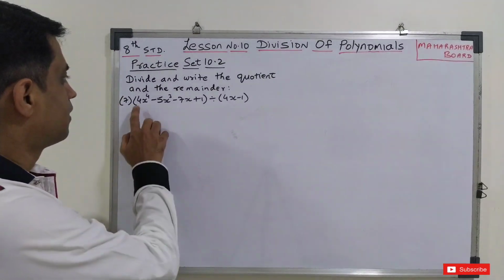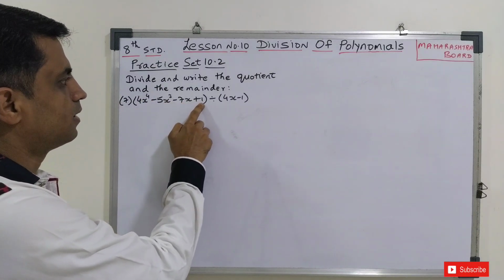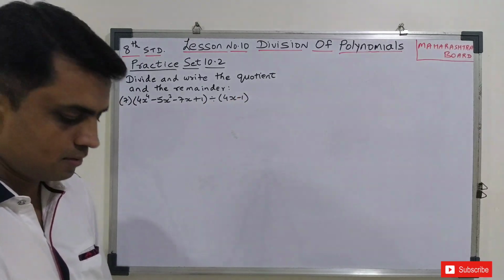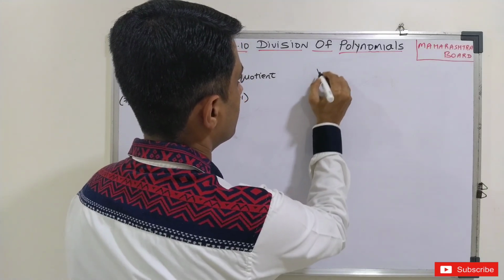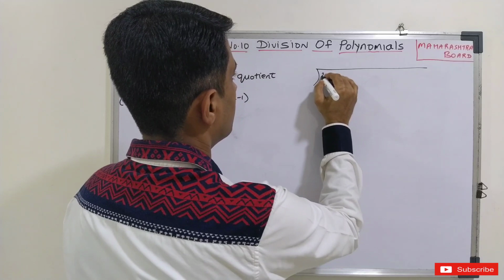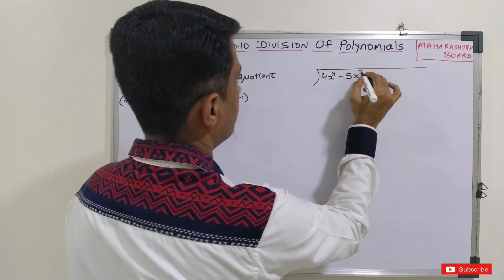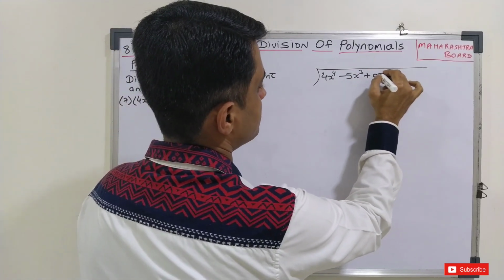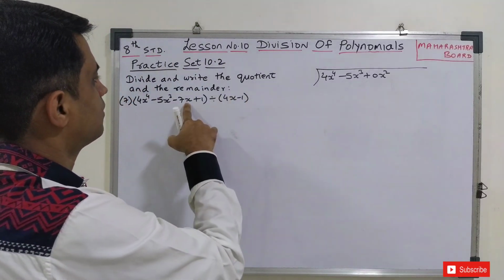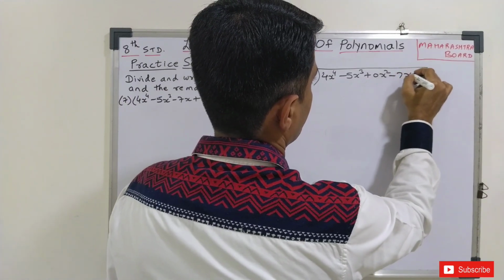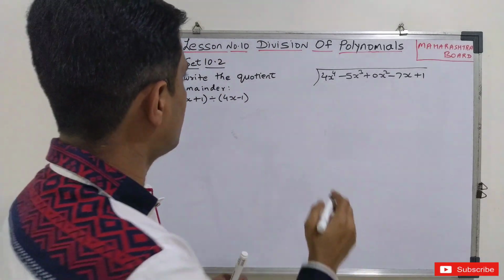Seventh sum, 4x raised to 4 minus 5x cube minus 7x plus 1 divided by 4x minus 1. Now here let us write in a descending order. So here we are writing 4x raised to 4 minus 5x cube. Square is not there, so we will write 0x square. Okay, the missing term. Cube is there? No. X is there? Yes. Minus 7x plus 1. Please students pay attention, this is a slightly complicated sum.